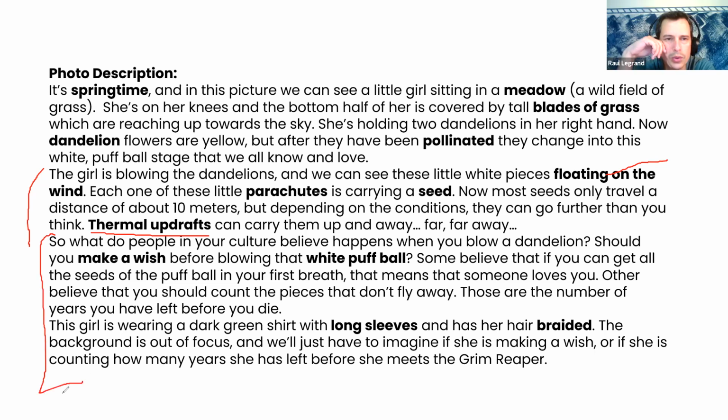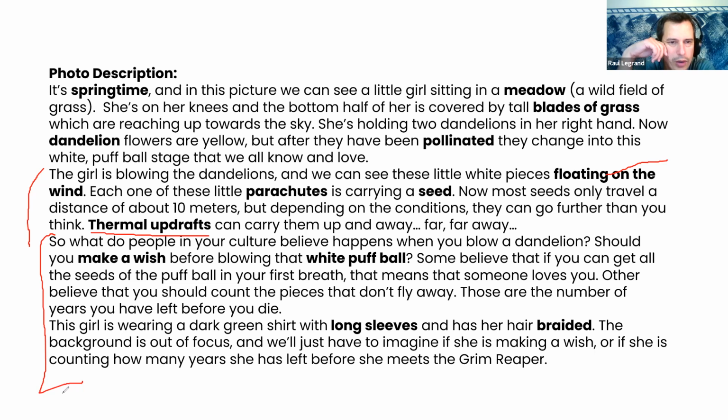Okay. So what do people in your culture believe happens when you blow a dandelion? Should you make a wish before blowing that white puffball? Some believe that if you can get all the seeds of the puffball in your first breath, that means that someone loves you. Others believe that you should count the pieces that don't fly away. Those are the number of years you have left before you die.